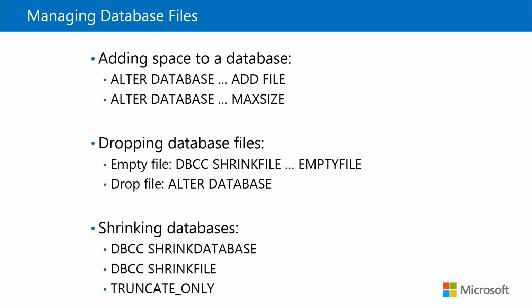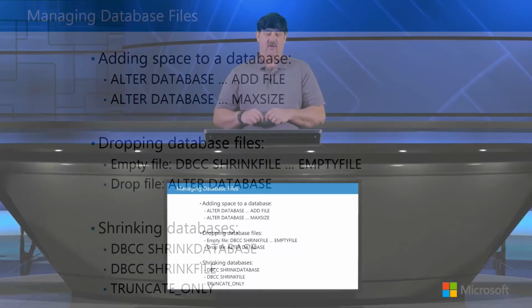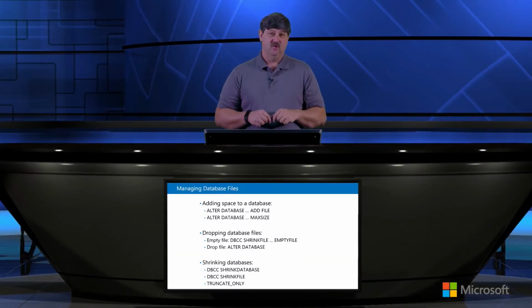If we want to drop files from a database, the first thing we have to do is make sure there's no data being consumed or used by SQL in those files. So we have to run the dbcc shrinkfile command with the empty file property. What that's going to do is empty everything off of that file and move it to other files for the database. It's going to move it to files that are being used by the primary file group. Then we can use the alter database statement to drop the file. So similar to add file, instead we say drop file.